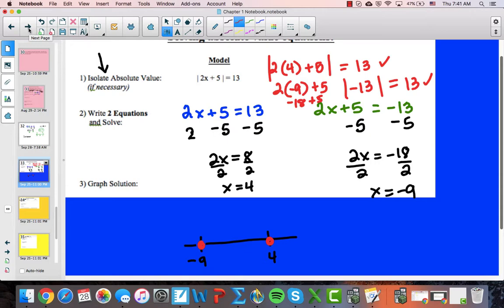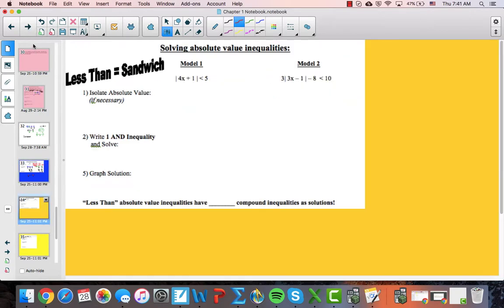Now let's move on to inequalities. All right, so yesterday we talked about compound inequalities. And compound inequalities is how we solve absolute value inequalities. They help us solve them. All right, so let's look at model number 1. The absolute value of 4x plus 1 is less than 5. We read it based on the absolute value. So it's a less than.